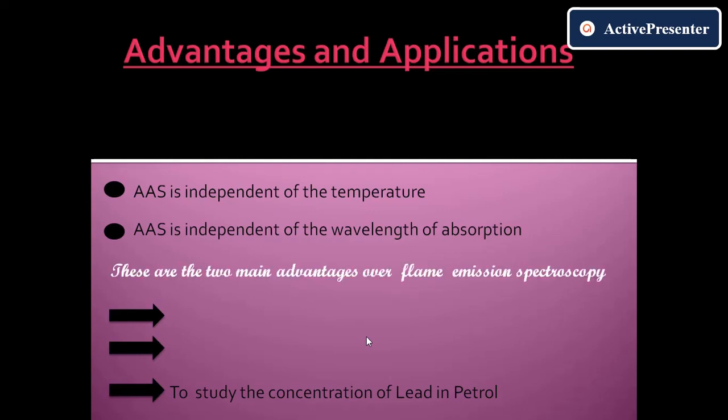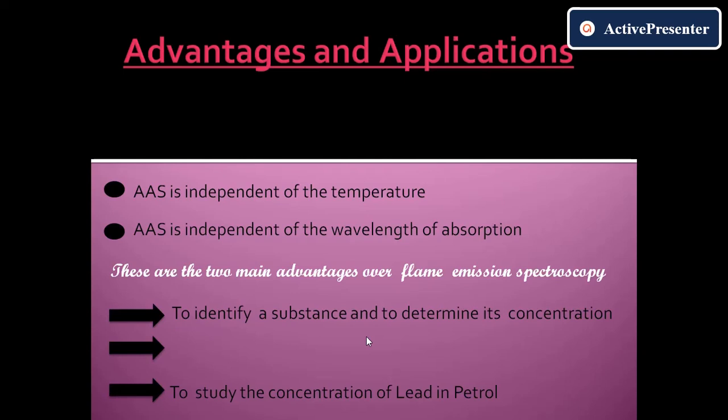These are the two main advantages over flame emission spectroscopy. In flame emission spectroscopy, the excited atoms depend upon the temperature, whereas unexcited atoms don't depend on the temperature. So these are the two main advantages over flame emission spectroscopy.